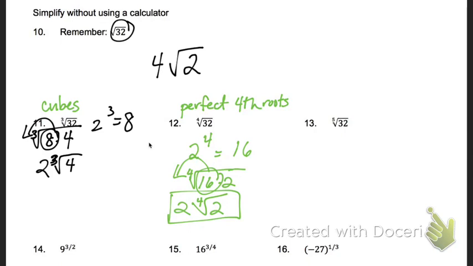What about 13? It's just 2, because 2 to the fifth power is 32. So it's just 2.